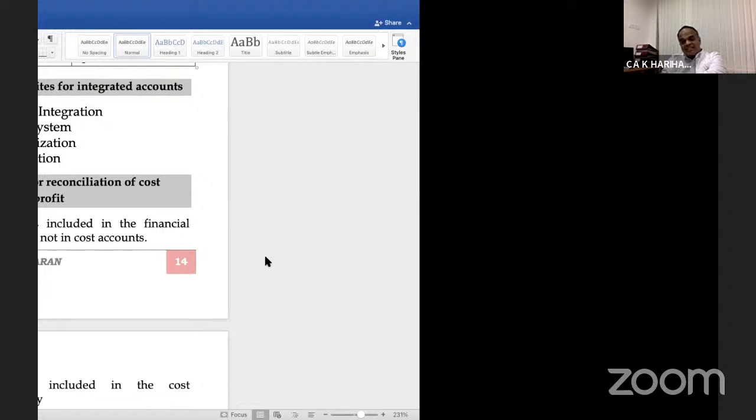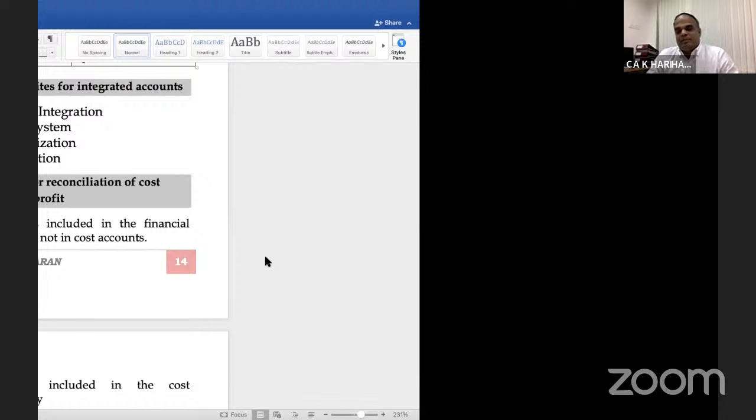Few items are applicable only in financial accounting but not in cost accounting: dividend paid, rent received, profit on sale of equipment, loss on sale of some asset. These are all applicable only in financial accounting, but not in cost accounting. Due to that, a difference in profit arises.